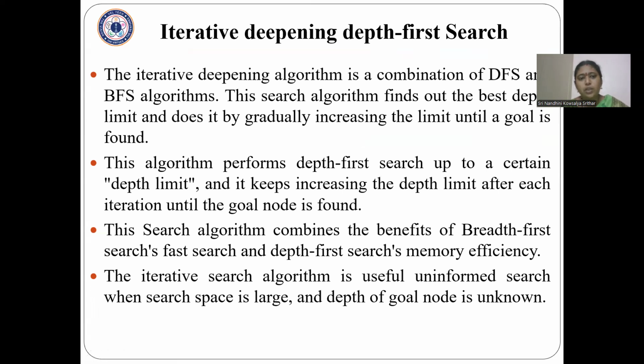Okay. Next algorithm is iterative deepening depth first search. It is the combination of depth first search and breadth first search. Until we find the goal node, we have to increase the limit of the search of the algorithm. So first we search level 0, then level 1, level 2, and so on. We have to increase the iteration until we find the goal node.